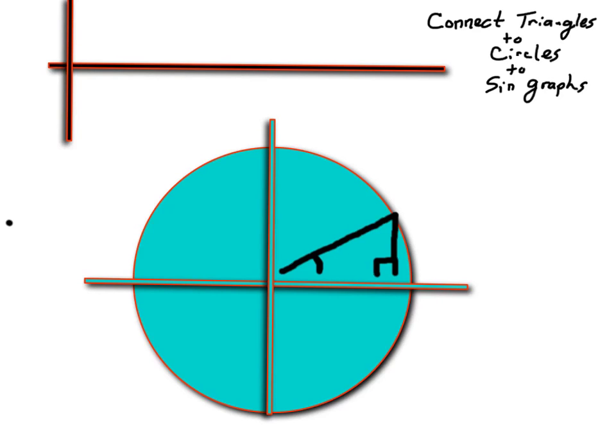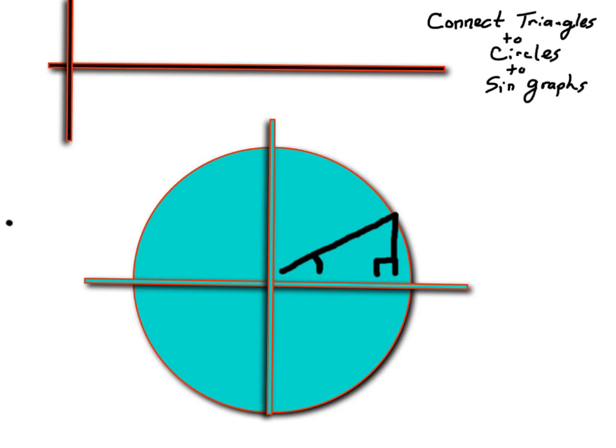So we had talked about how to connect the triangles to circles to sine graphs. So I want to review that real quickly. Here we have a triangle, and here is a circle, and here is the axis where we're going to be putting the sine graph.